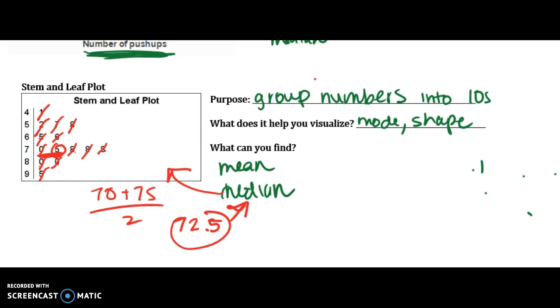A lot of people like to use stem and leaf plots to help them find the median, just because it's a nice way to organize the data, as opposed to looking at all the numbers in a list and randomizing them and putting them into numerical order and then crossing things off. It already does it for you.